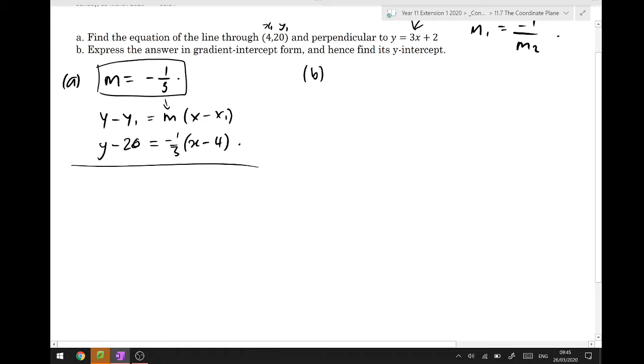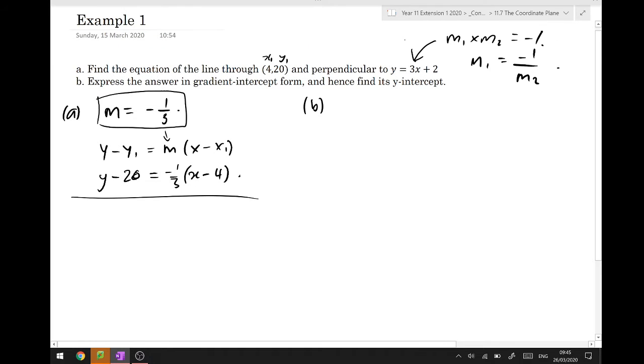Now part B says we're going to answer this in gradient-intercept form. So that is, we're going to move everything to the right hand side except for the y. The y is going to stay by itself. First things first, I'm just going to rewrite my equation: y minus 20 is equal to negative a third lots of x minus 4. I'm going to expand that gradient out into the right hand side. That gives me y minus 20 is equal to negative a third x minus, and the negative becomes plus, so plus 4 on 3. 4 times a third is just 4 on 3.